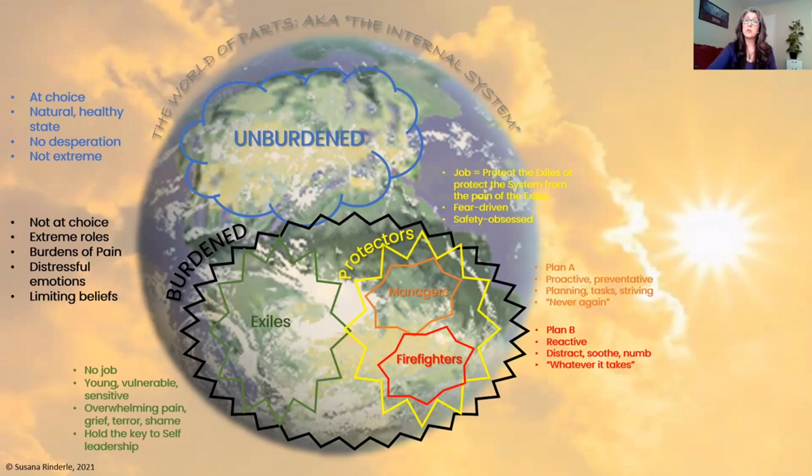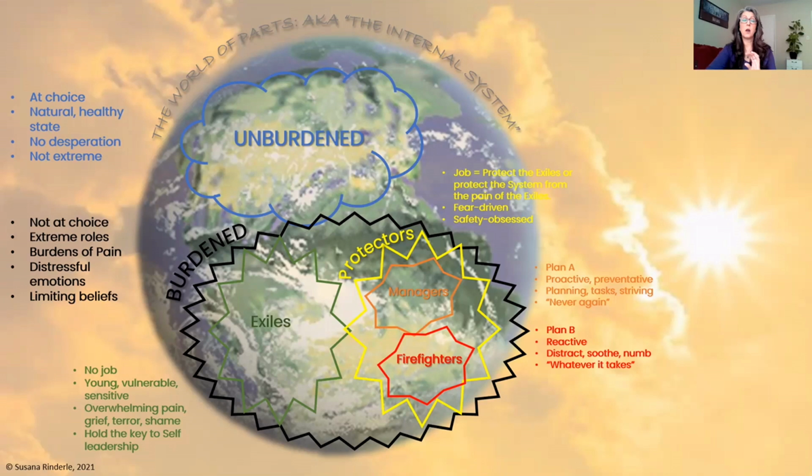Other people's systems are dominated by firefighters. And those, again, are folks that can struggle a whole lot more because those parts and those behaviors are more marginalized by societies. So some folks' systems are dominated by a polarization between a manager and a firefighter, or a group of managers and a group of firefighters.